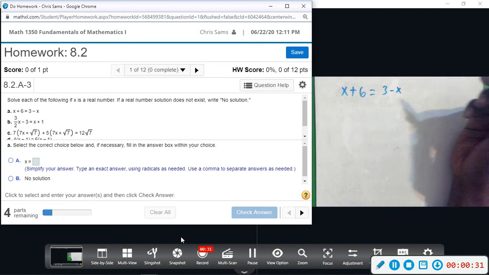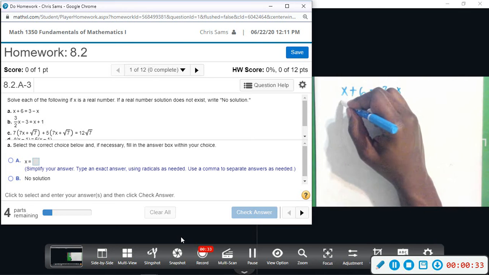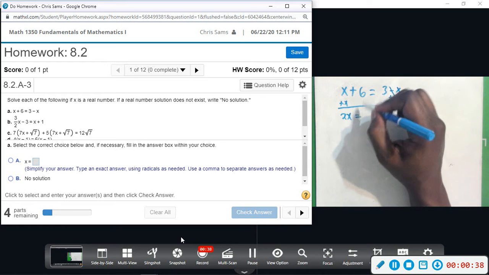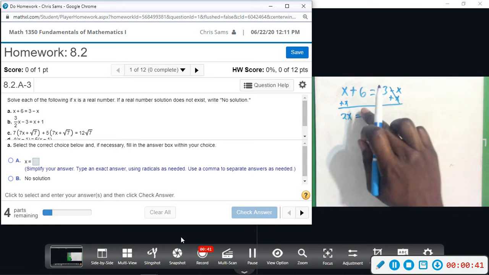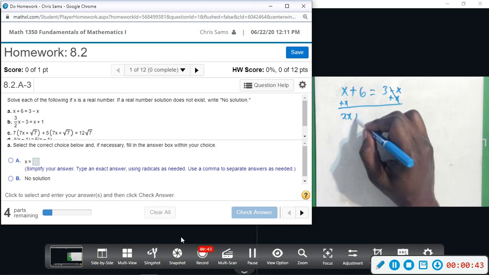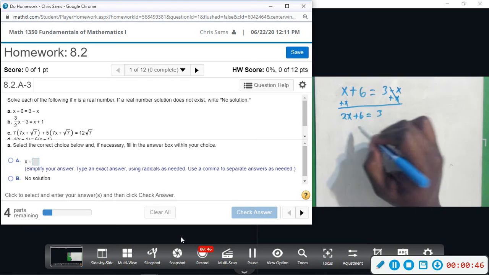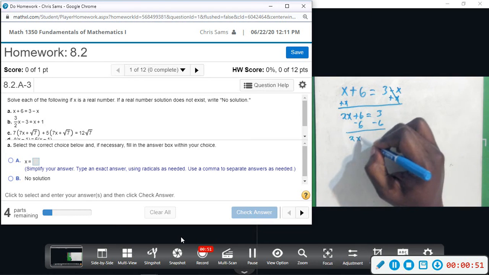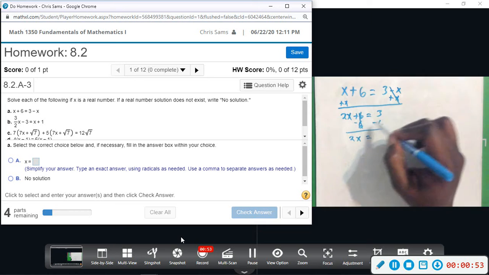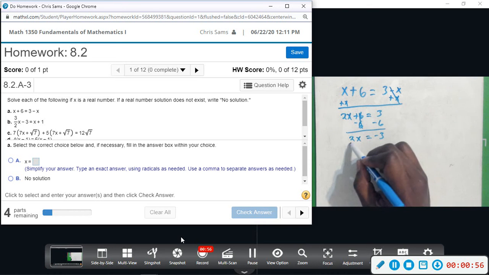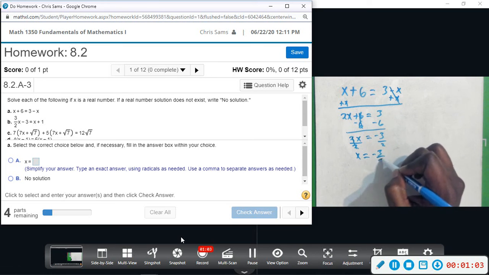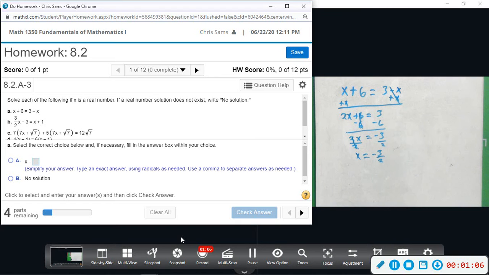Okay, so we're going to collect like terms. We can add x to both sides, and that will give us 2x plus 6 equals 3. And then subtract 6, and this will give us 2x equals negative 3. And divide by 2, and that will give us x equals negative 3 halves, or we can say negative 1.5.